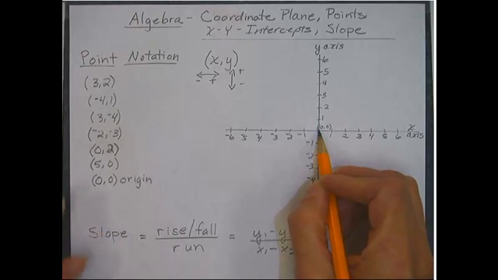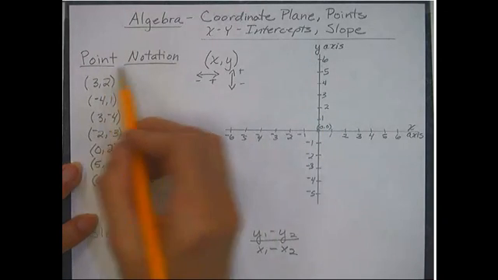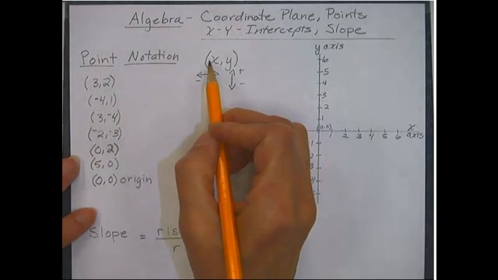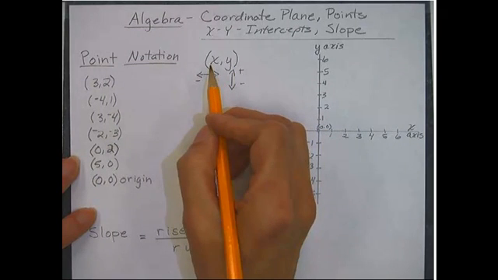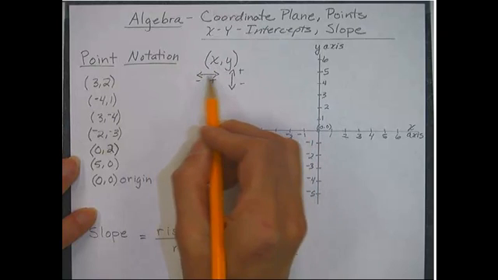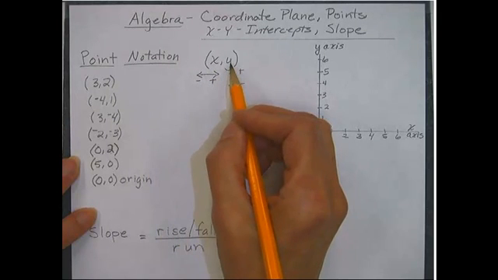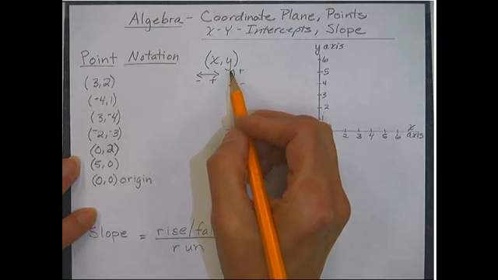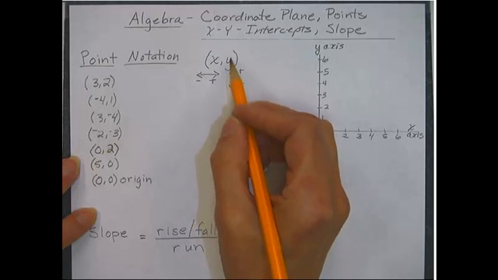Okay, the next thing I want to do is talk about point notation. Point notation is always given within parentheses. The first coordinate is always your x-coordinate. It indicates movement parallel to the x-axis. The second coordinate is your y-coordinate, and it indicates movement parallel to the y-axis.